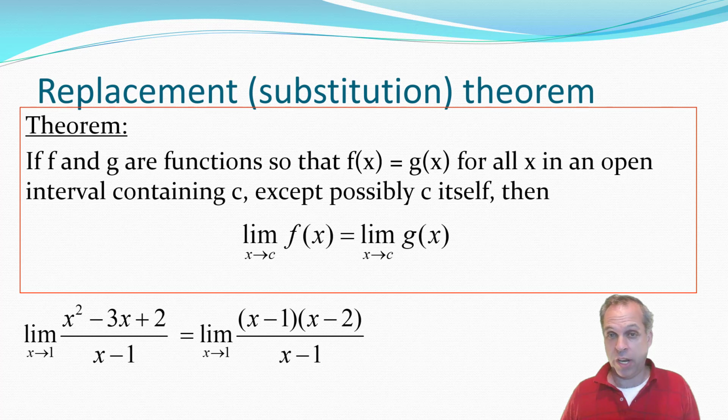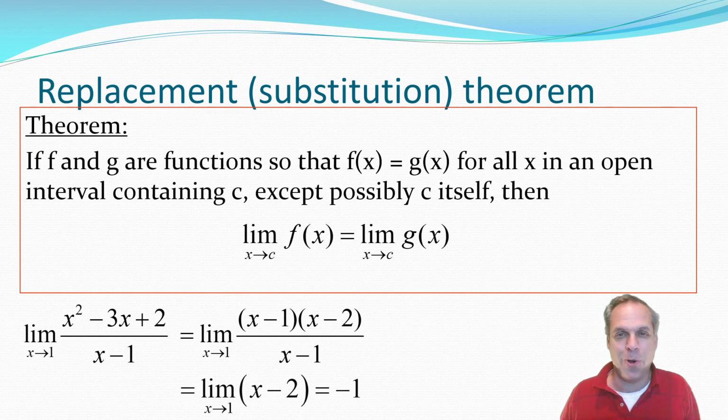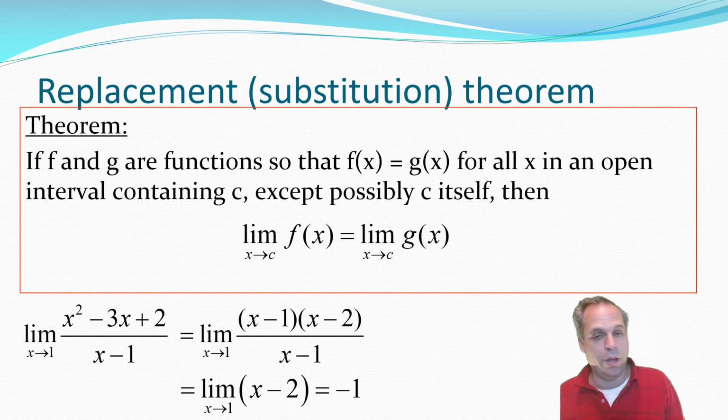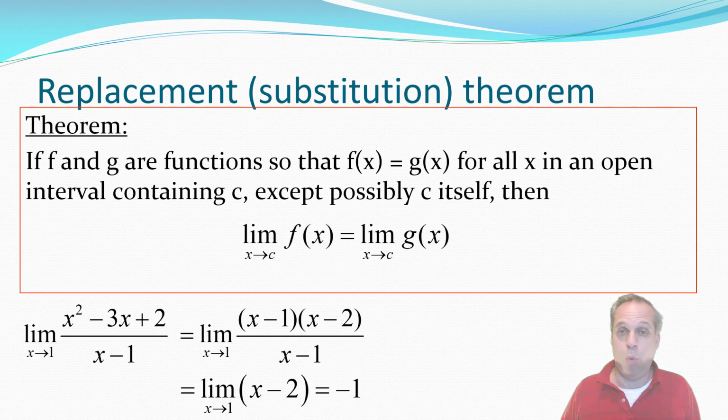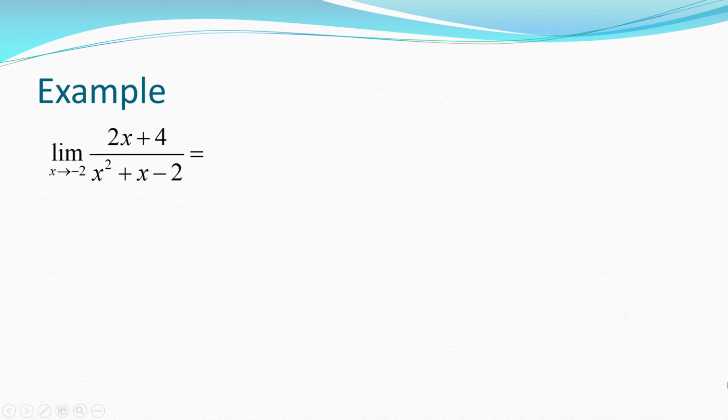The new function and this function are not the same function. They'll have different domains, but they will be the same everywhere except 1. So the limits must be the same. So I can replace the old limit with a new limit. Well, the new limit is a limit of a polynomial. We know how to find that limit. We just plug in the number. So if you just plug in 1, you get the answer of -1. So the function values approach -1 as x approaches 1. Let's try that a number of times.